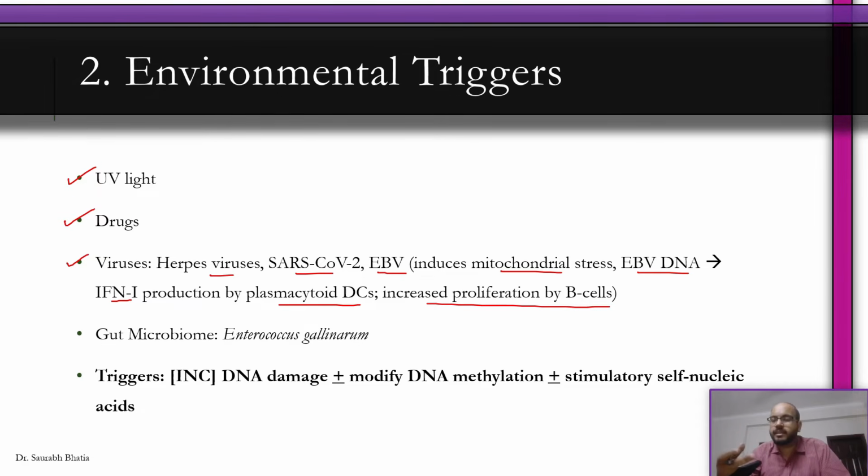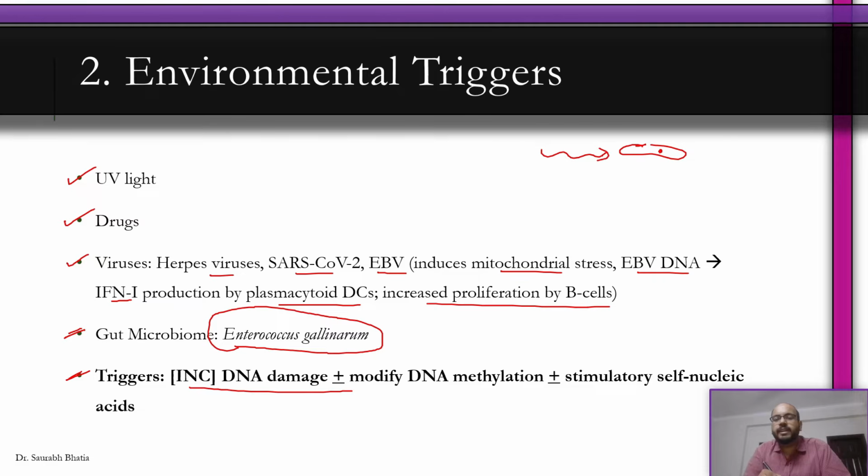Other viruses like herpes and COVID have also been implicated. In fact, the gut microbiome, Enterococcus gallinarum, is also being studied as a potential implicant in the SLE pathomechanism. Now, all of these environmental triggers increase DNA damage. So what do we mean by that? If you have a cell, let's say a keratinocyte in the skin, and it gets damaged by UV radiation, the cell will die. Isn't it? It's getting damaged, so it will undergo apoptosis.